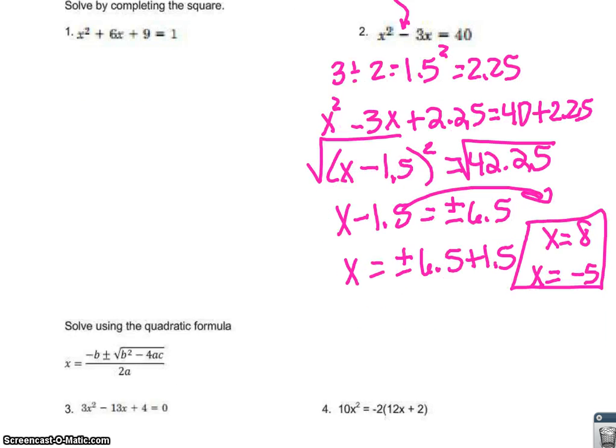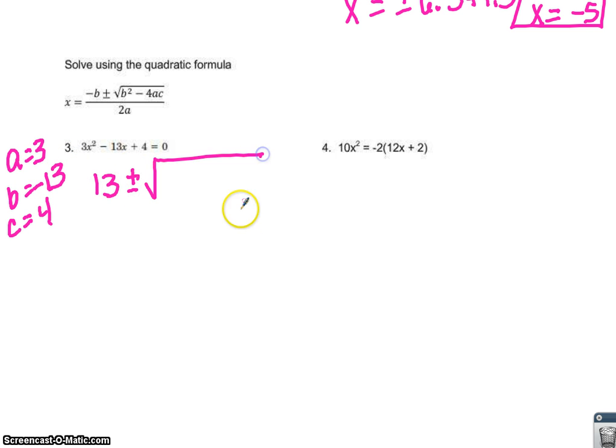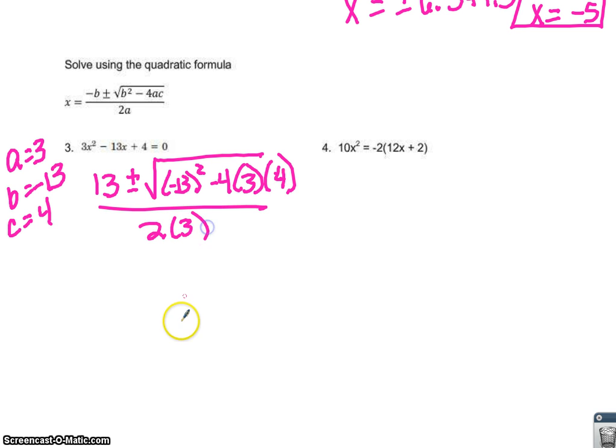That's completing the square. Now we're going to solve using the quadratic formula. This time everything has to be on the same side. Figure out what your a, your b, and your c are. A is 3, b is negative 13, c is 4. Your formula is negative b, so instead of a negative 13, I've got to use the opposite sign, 13, plus or minus the square root of b squared, so negative 13 squared, minus 4 times a, which is 3, times c, which is 4, all over 2 times a, which is 3.